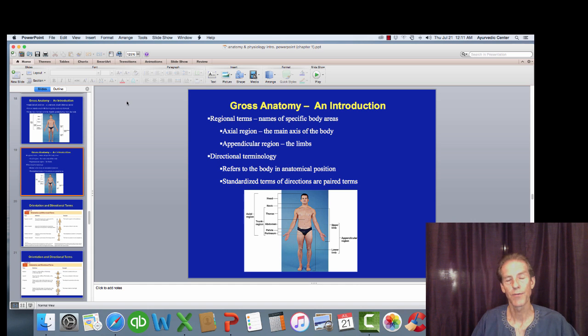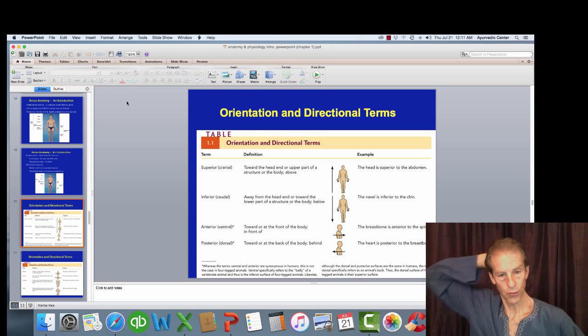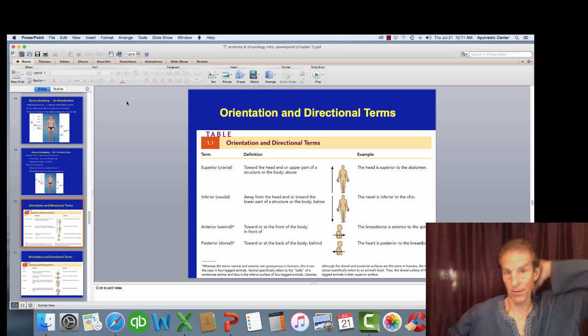Directional terminology refers to the body in the anatomical position, and there are standardized terms, often paired, that indicate directions in the body. So superior refers toward the head or the upper part of the structure. Inferior or caudal refers to away from the head toward the lower part of the body. Anterior or ventral refers to the front of the body. Posterior or dorsal refers to the back of the body.